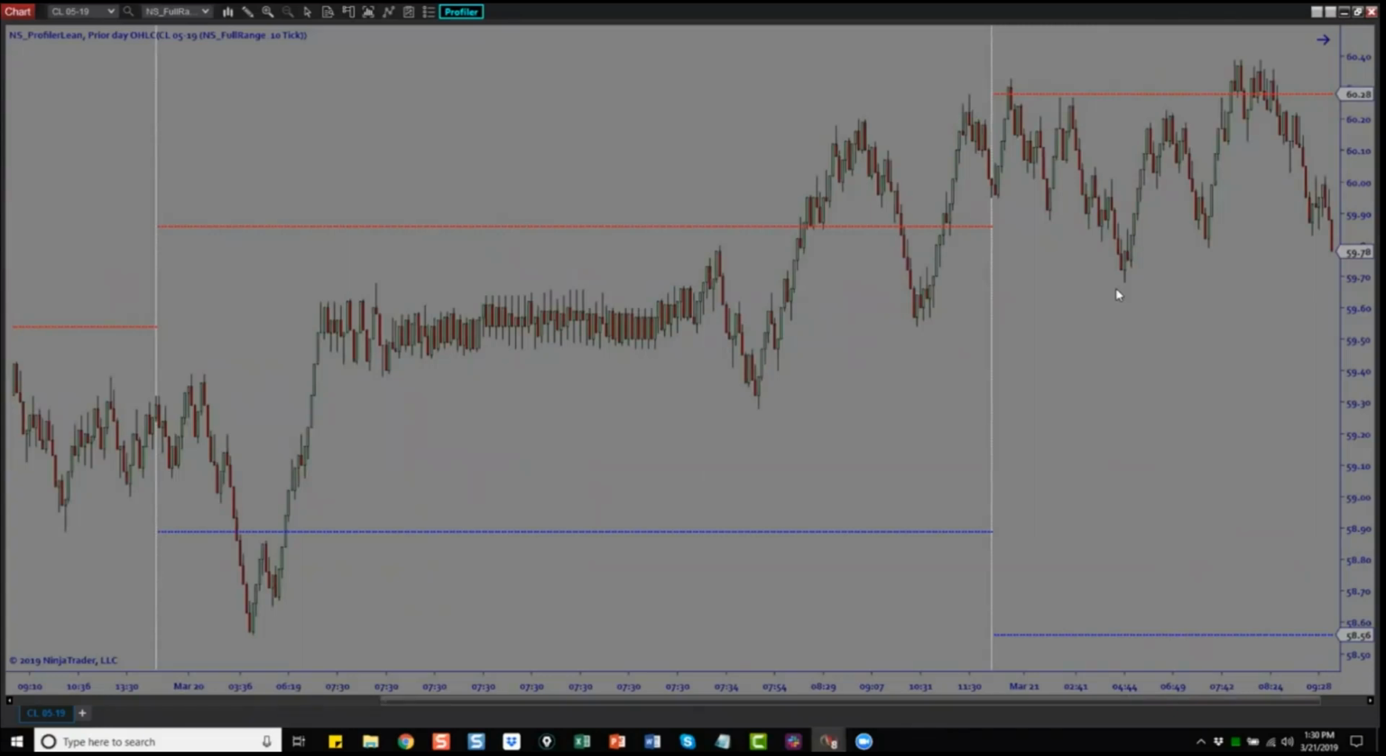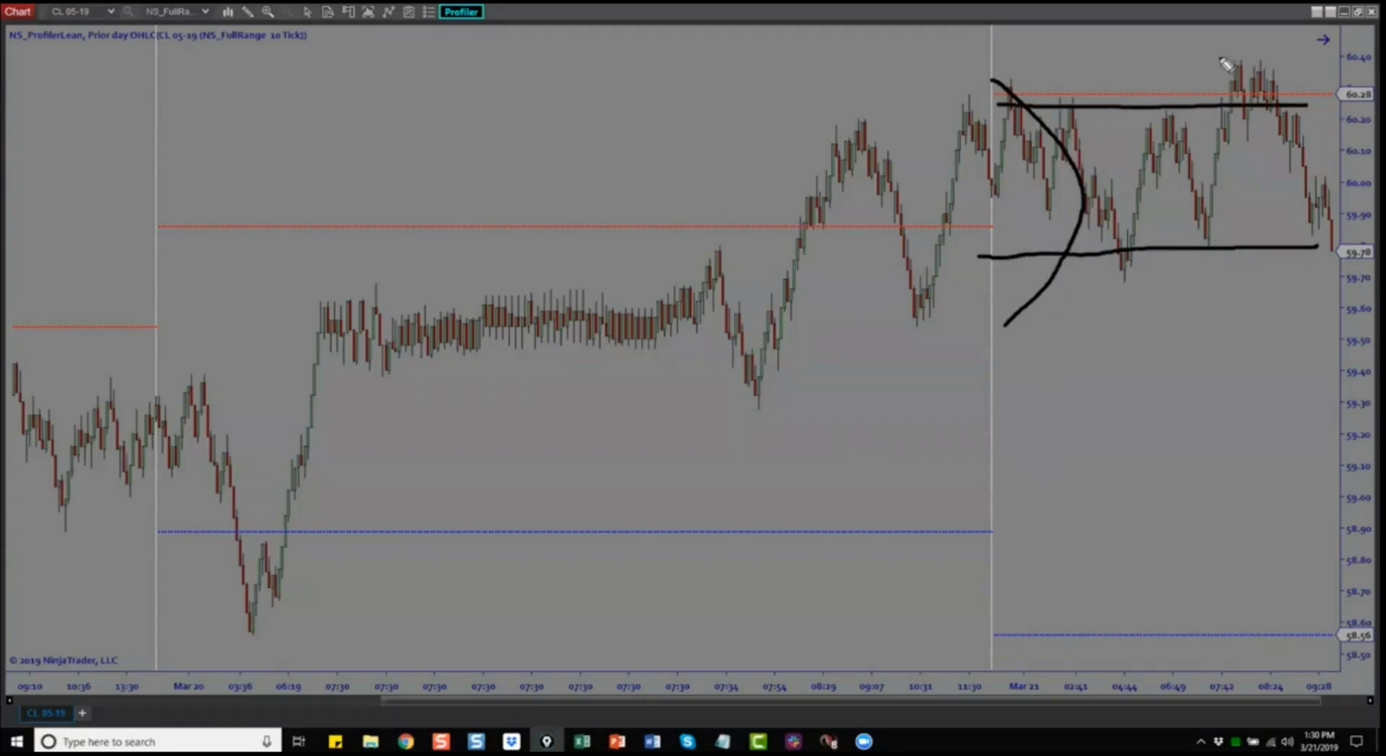Why is that? Because once we start to prove that we're staying inside that range, guess what? A new distribution forms for the day. Expensive versus cheap. Reversal strategies work best on inside days. Trend strategies work best on outside days.